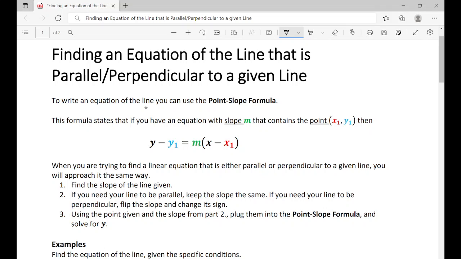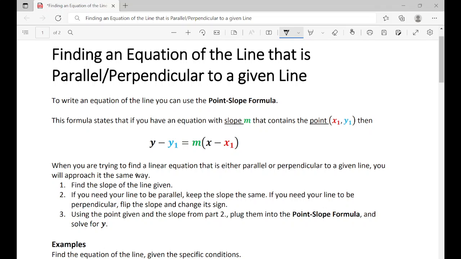To write an equation of a line, you can use the point-slope formula. This formula states that if you have an equation with slope m that contains a point (x1, y1), then we use the formula y minus y1 equals m times the quantity x minus x1.